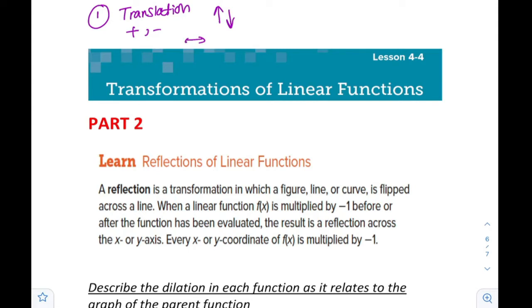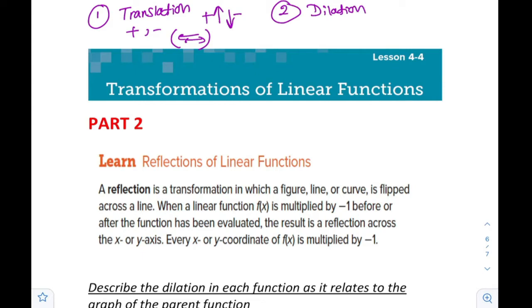translation left or right. If you have the parent function and the variable x is in the group, then it will move left or right. If it was outside the group, then it will move up or down. Okay. And the other type of transformation was called dilation.